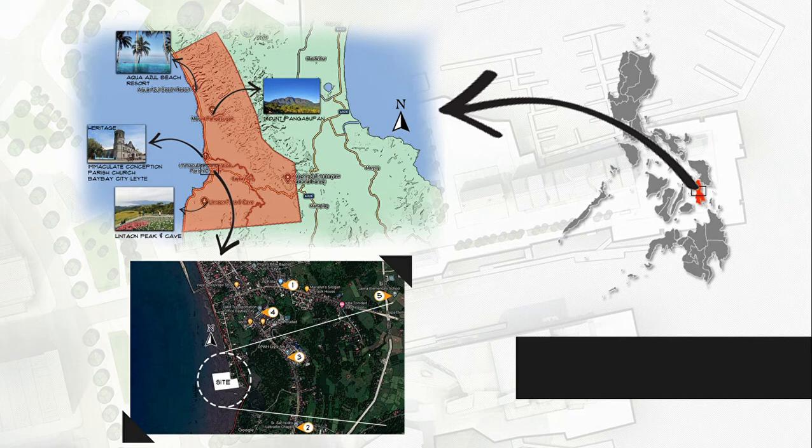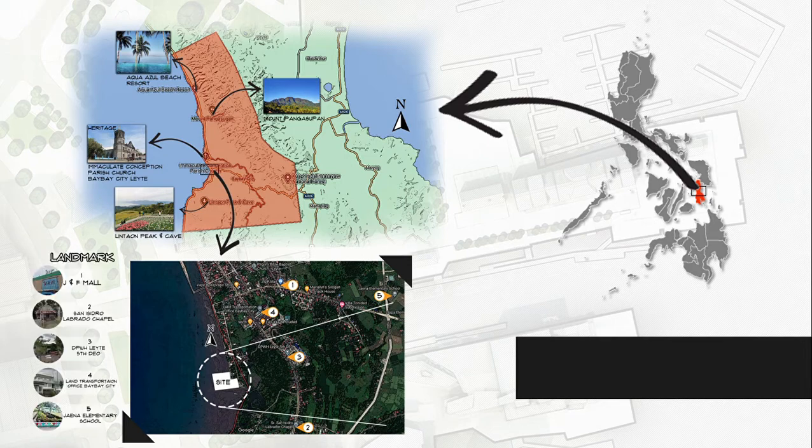But since almost all of the residents are near the Camotes Sea, fishing is the major source of livelihood. The site is situated in close proximity to various landmarks like government buildings, malls, churches, and schools. Also, it's surrounded by small businesses with a dominantly residential area.